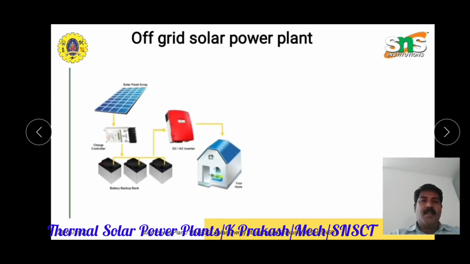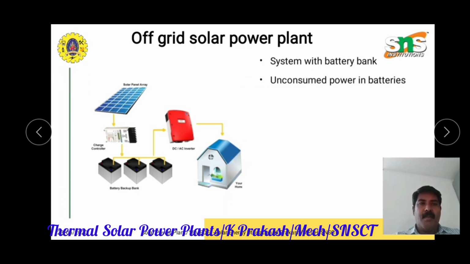So now let us go for the off-grid solar power plant. So what is an off-grid solar power plant? Here there are solar cells, a controller, a battery and a DC-AC converter, and this is the home where electricity is required. In this setup there is a system with a battery bank. The power that goes to this home, other than that, the energy can be stored in the battery. So this is off-grid.